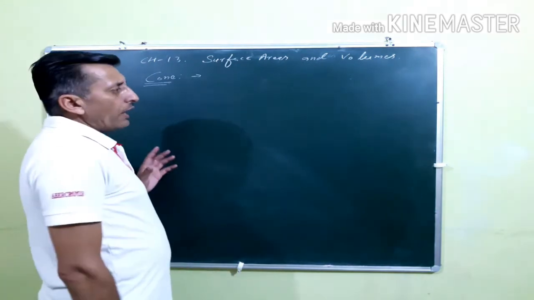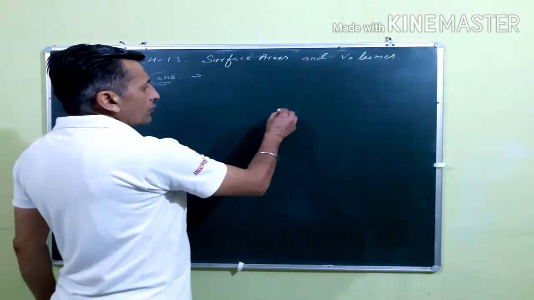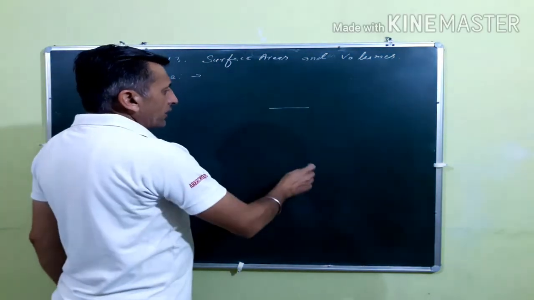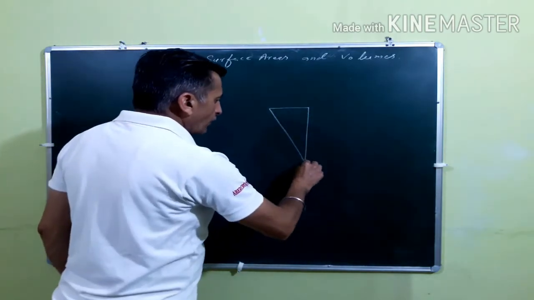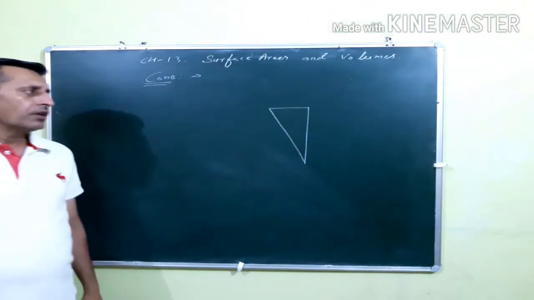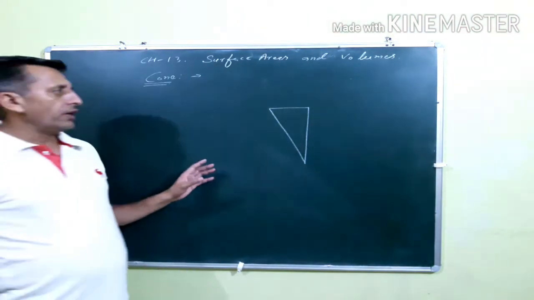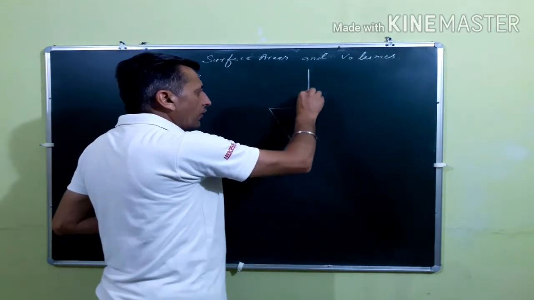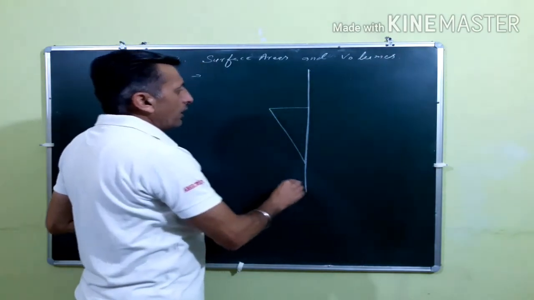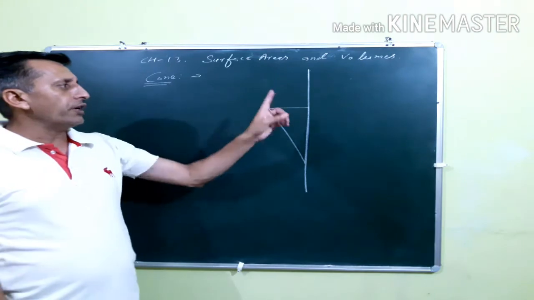If you want to draw a right circular cone, you have to take a right angle triangle. I think everyone knows what a right angle triangle is, like this. First you take a right angle triangle, and then you fix it with the help of a stick or some string, like this. And then you have to rotate this one.